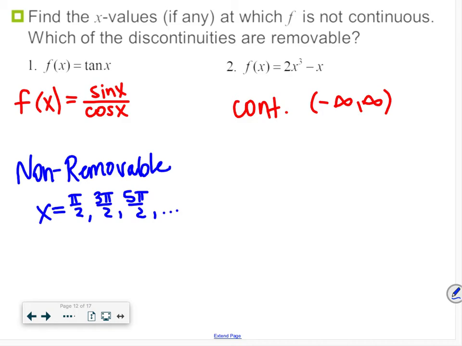Okay. So here's how we could describe that. Are you ready? How far apart are pi over 2 and 3 pi over 2 and 5 pi over 2 and 7 pi over 2? How far apart? Okay. So we could write this as pi over 2 plus pi times n. And then that would describe all of the places.